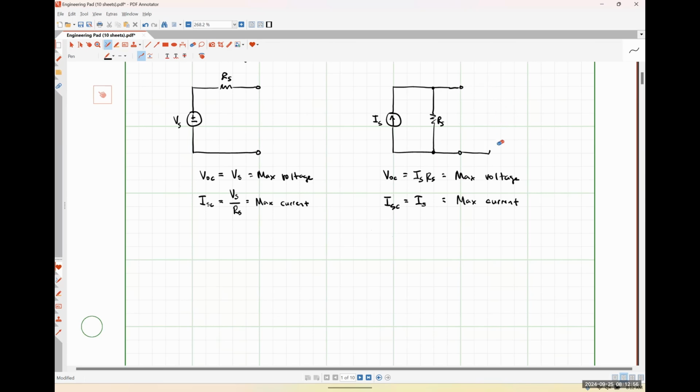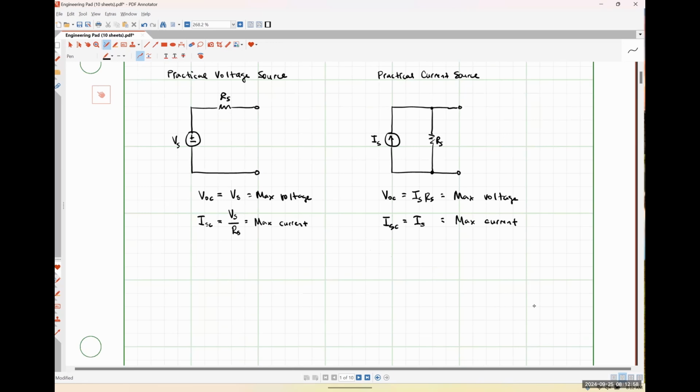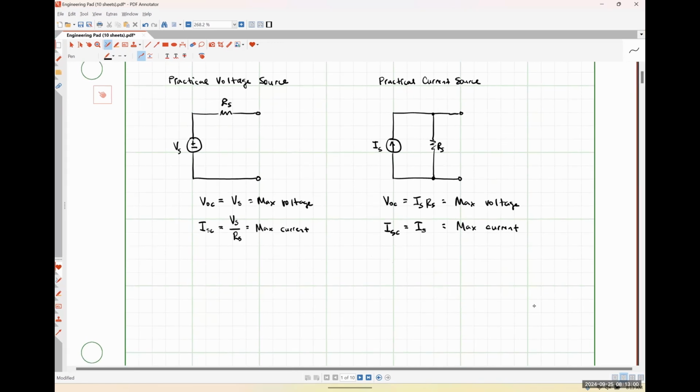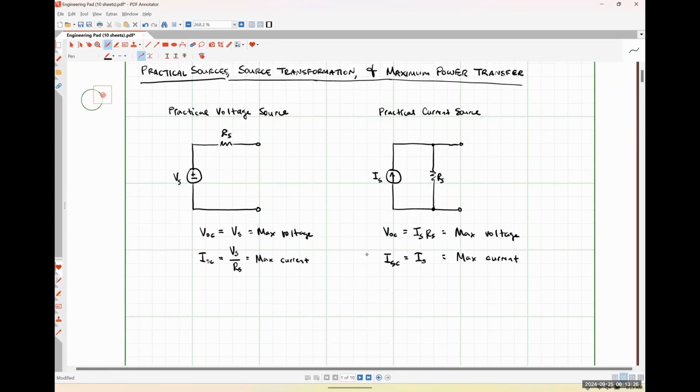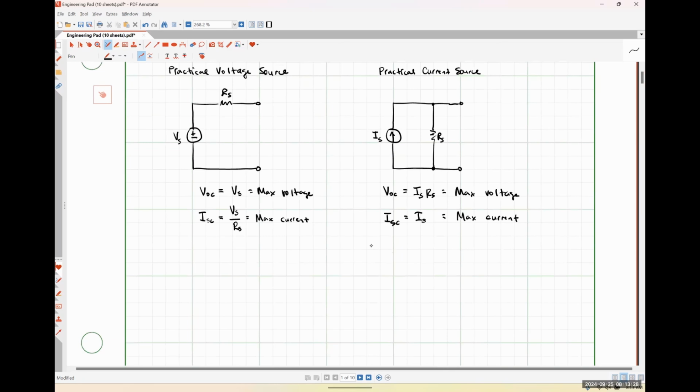All right. So we've talked about practical voltage sources and practical current sources. They are literally just models that are used to model real systems. So real things like batteries, laboratory grade current sources, and all of that kind of good stuff. Now, let's talk about source transformation. Okay. Let me make sure I wrote that up there. Yep, source transformation.